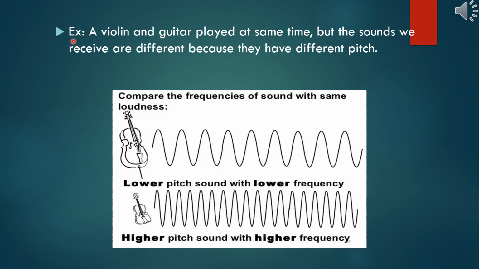Here is a simple example. A violin and a guitar played at the same time, but the sounds we receive are different because they have different pitch. Compare the frequencies of a sound with the same loudness. Observe the figure where lower pitch sound has a lower frequency and high pitch sound has a higher frequency.